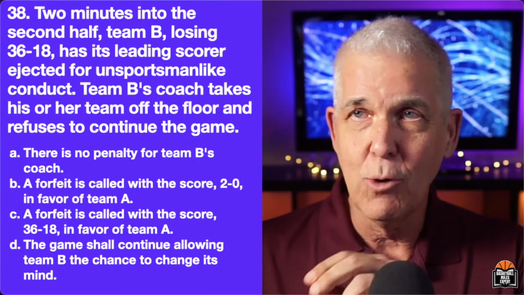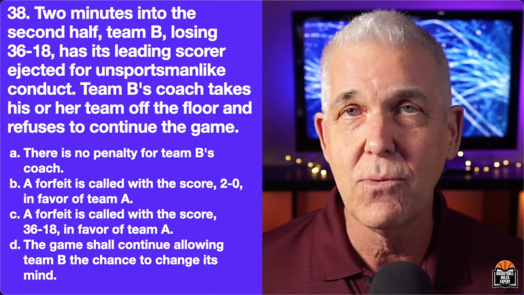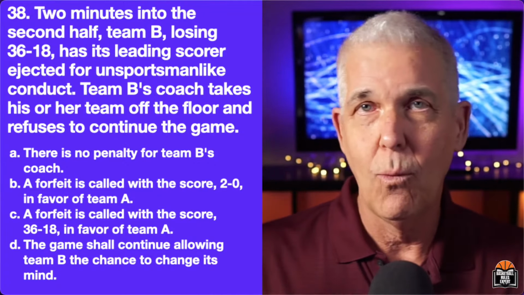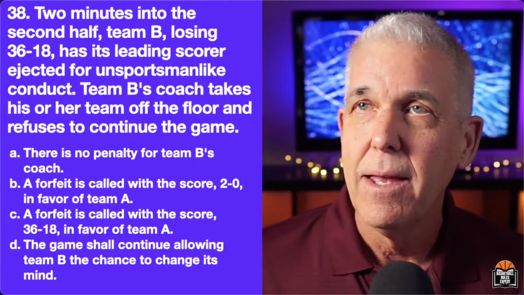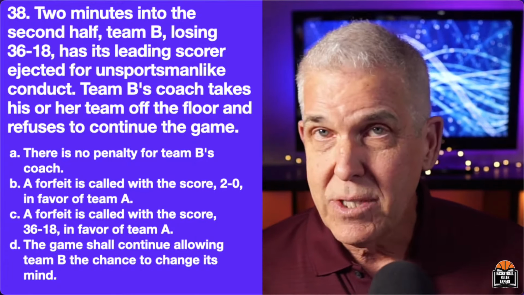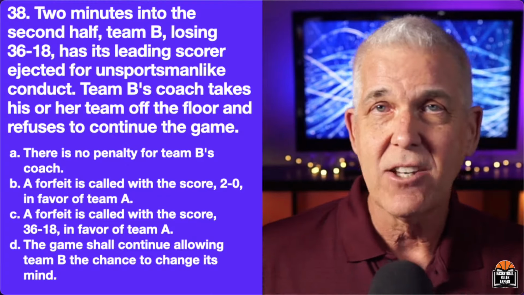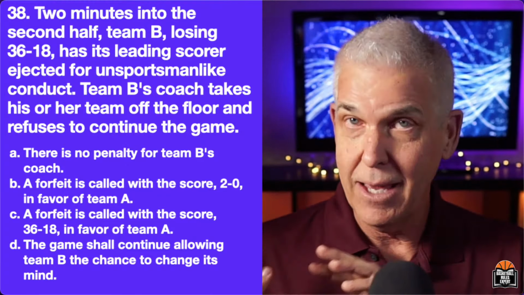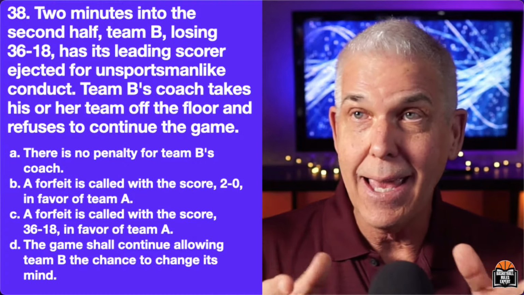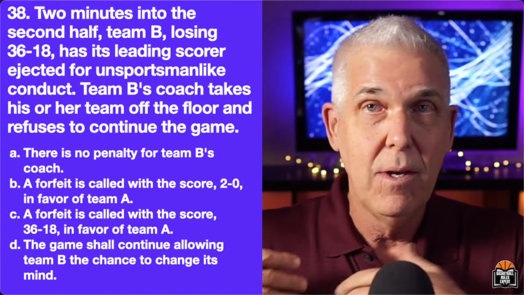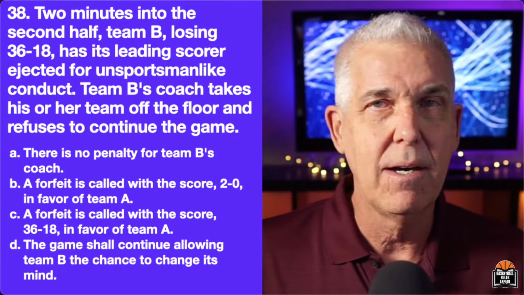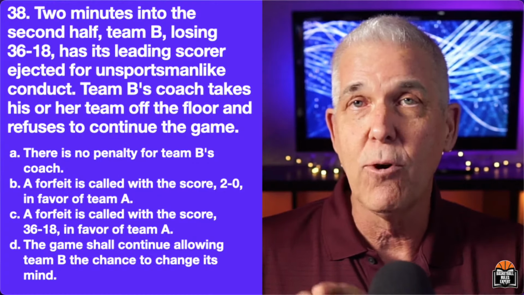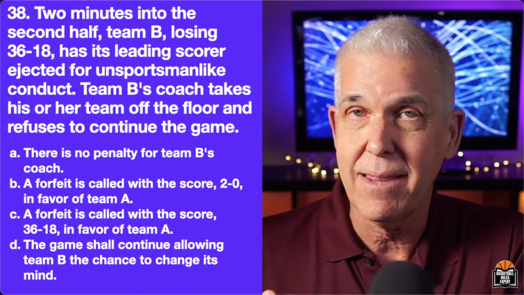Okay, if the coach refuses for his team to continue, the game is over by rule. So what's the score? Team B is losing. They get the ejection. The score as it exists stands. If we had a situation where Team A is ahead in the game, something happens, the coach is extremely upset, we cannot continue, then it would be a forfeit and Team B would win 2-0.